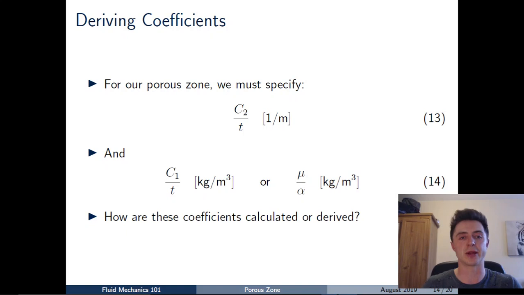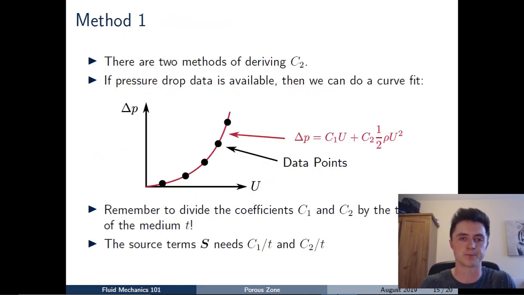So just a quick recap for deriving the coefficients. When we use a porous zone in our CFD codes, we have to specify C2 over T, which has units of 1 over meters, and then we can either specify C1 over T, which has units of kilograms per meter cubed, or mu over alpha, which also has units of kilograms per meter cubed. But how are these coefficients calculated or derived? What if you had a physical grating or set of louvers in your CFD application and you wanted to apply them as a porous zone? What are the coefficients? What numbers do I put into the CFD code to ensure I get an accurate solution?